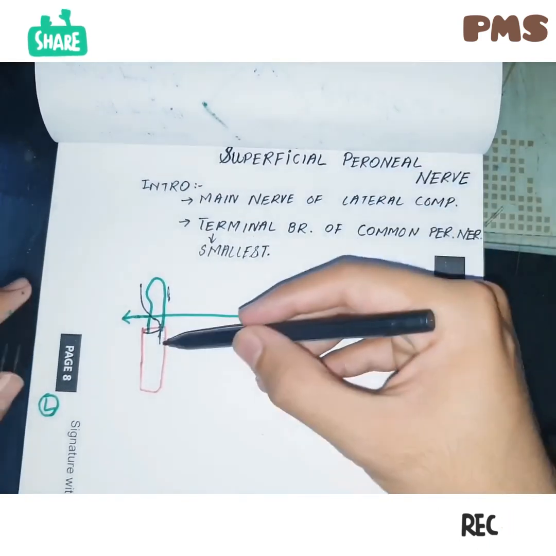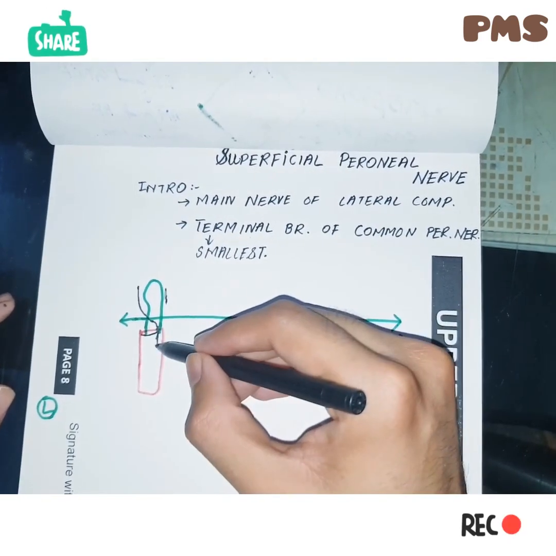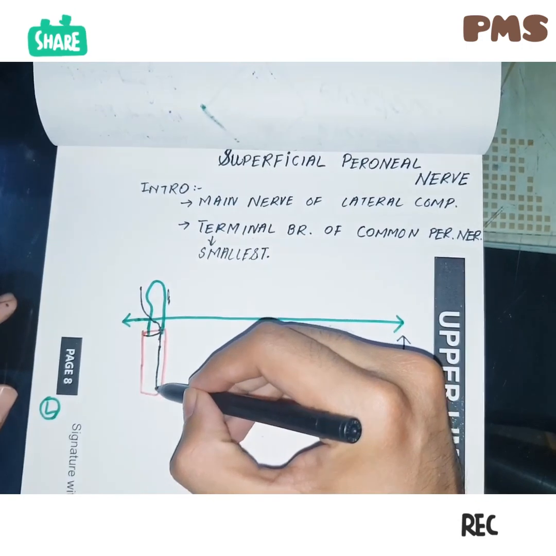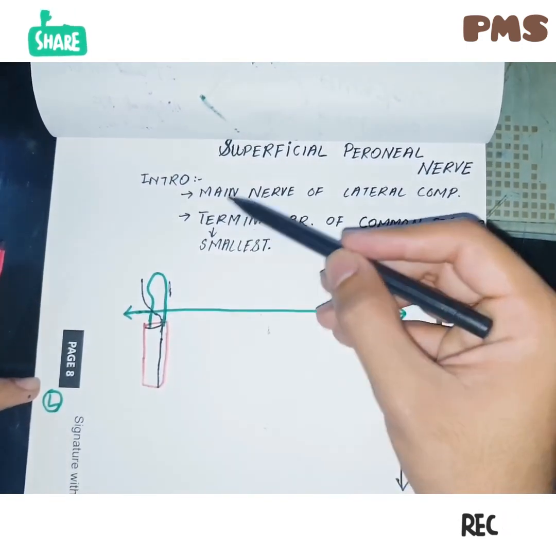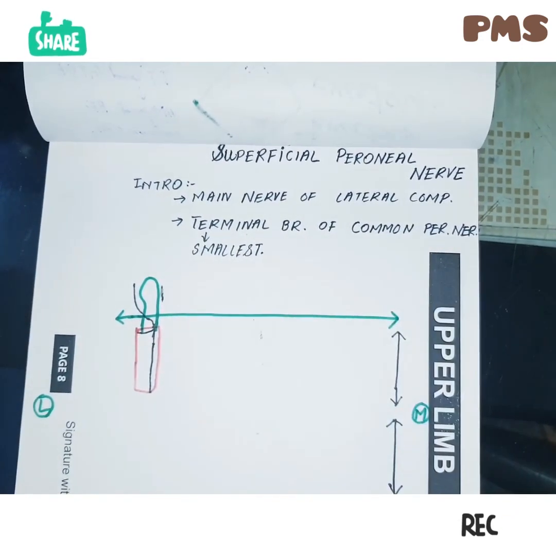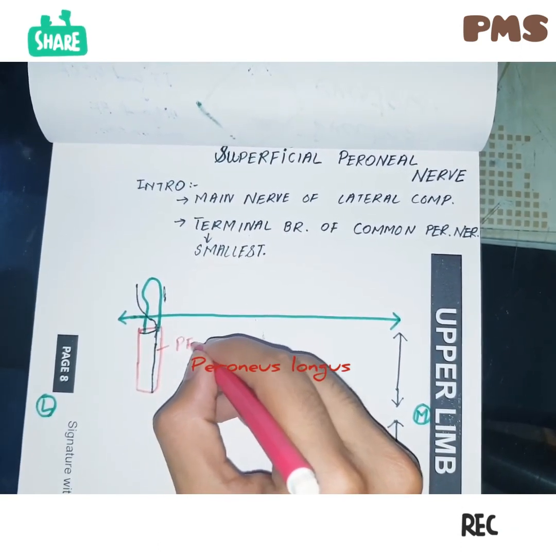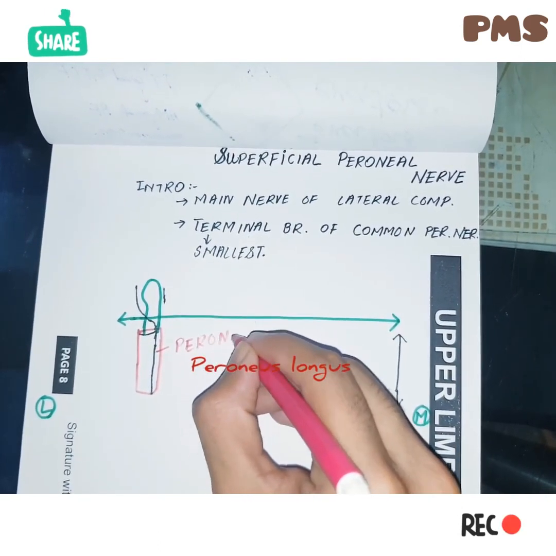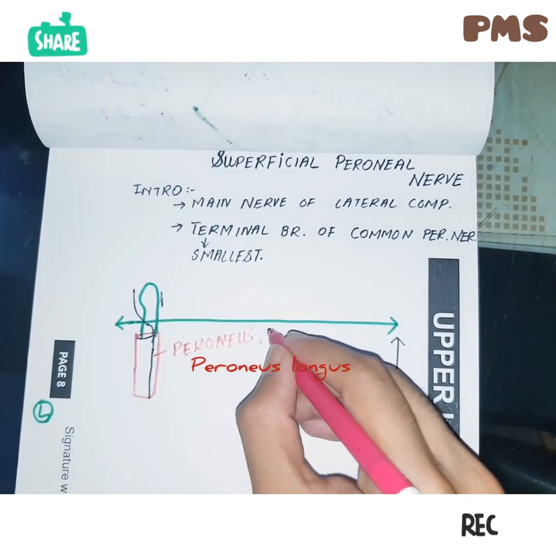The superficial nerve in the upper 1/3 descends downwards in the upper fibers of the peroneus longus muscle. In the upper 1/3 of the lateral compartment, the superficial peroneal nerve runs in the upper fibers of peroneus longus muscle. So this is the peroneus longus muscle.